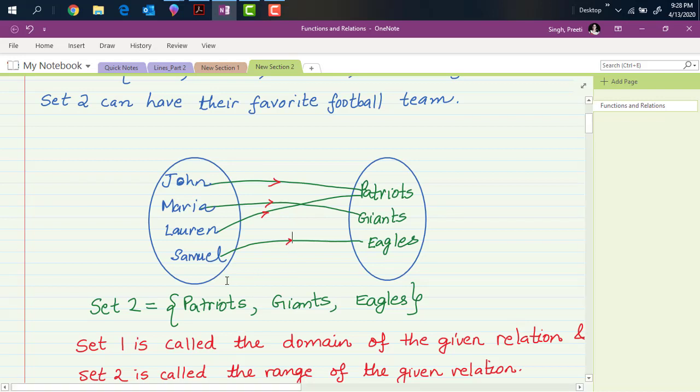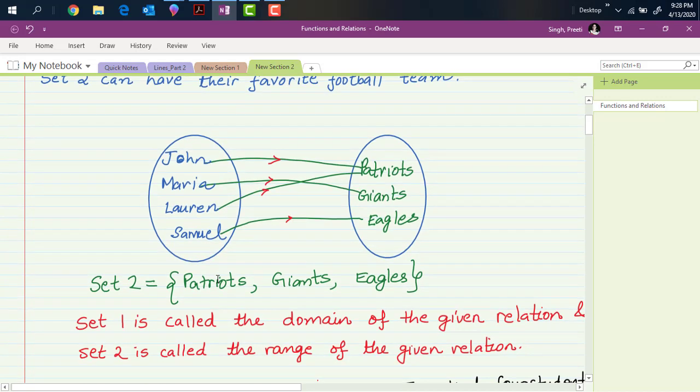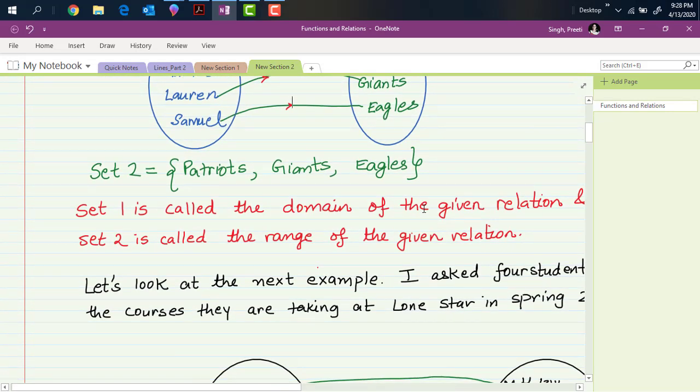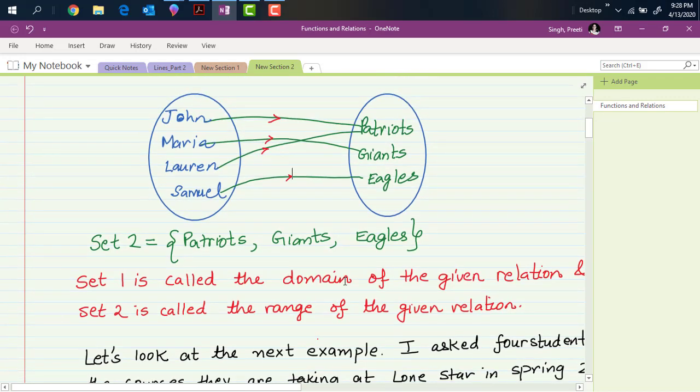Now, the first set is usually called the domain of that particular relation, and the second set, where we are mapping to or where the outputs are, is called the range. For example, in this case, the question was to choose your favorite football team. So wherever your outputs are, that's called the range. Set 1 is the domain and set 2 is the range of the given relation.